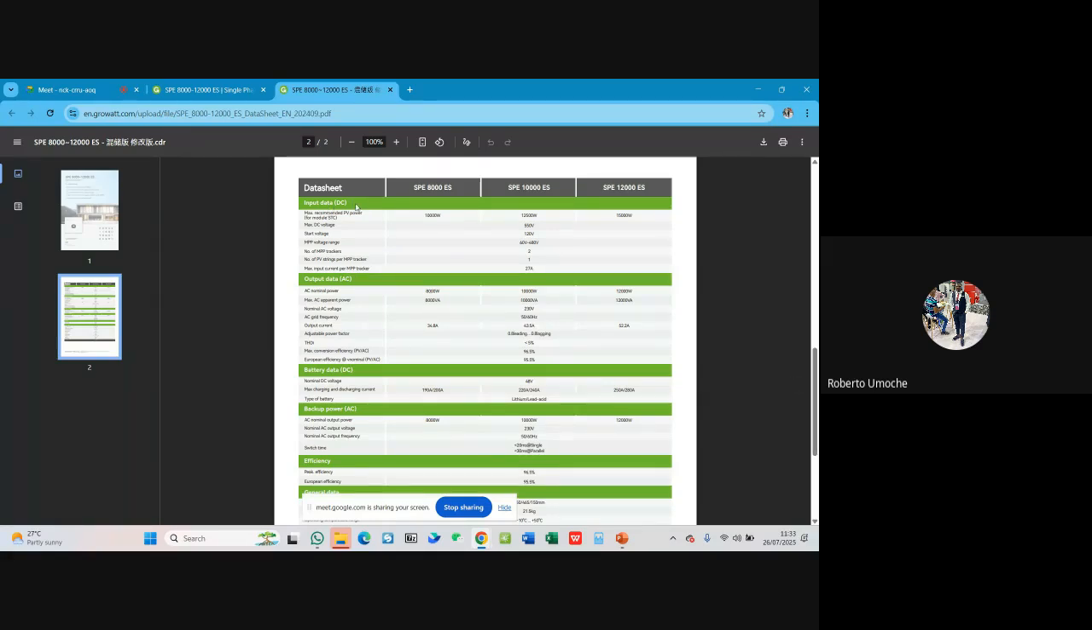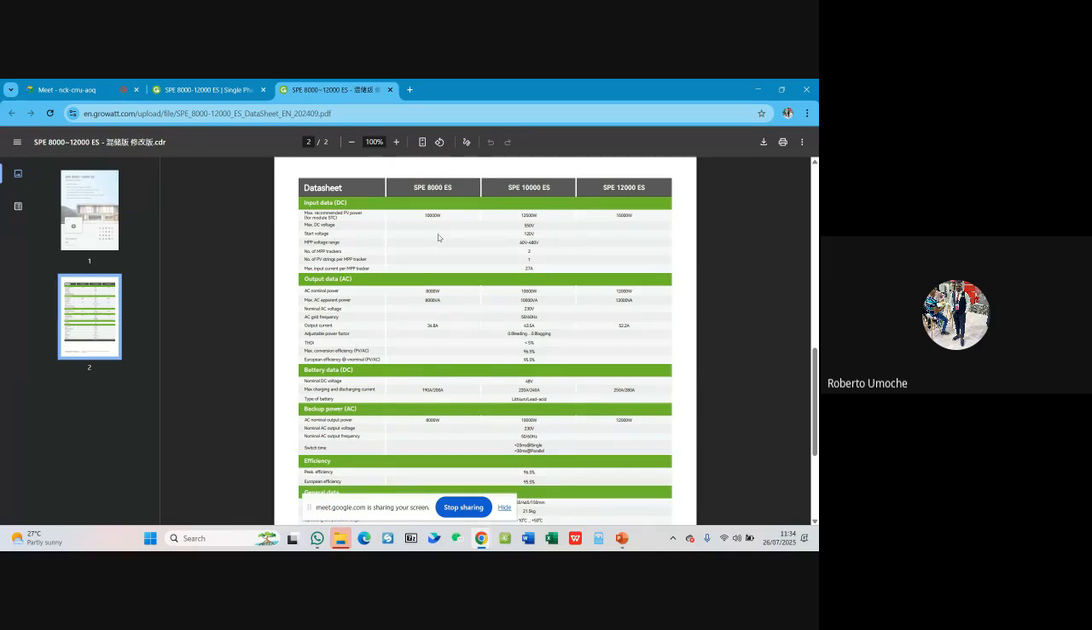So here is the input data, DC. Maximum recommended PV power for 8,000 ES is 10,000 watts, and then for 10,000 ES is 12,500 watts, and then for 12,000 ES is 15,000 watts. Maximum DC voltage is 550 volts. That is from your PV array. You can accommodate up to 550 volts from your solar array. Then start voltage is 120, but preferably 150 for each of these series, 150 and above.